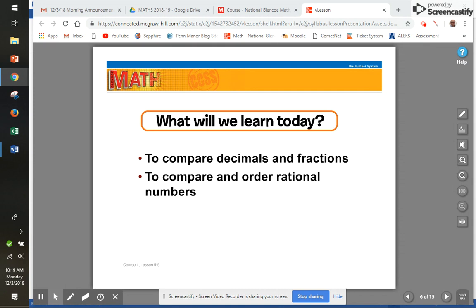Ladies and gentlemen, today we're going to be comparing decimals and fractions and then putting them in the right order. We've talked about the difference between integers and rational numbers. Integers kind of like being giant stepping stones on our number line, and the rational numbers, which can be represented as fractions, are the little bits in between.